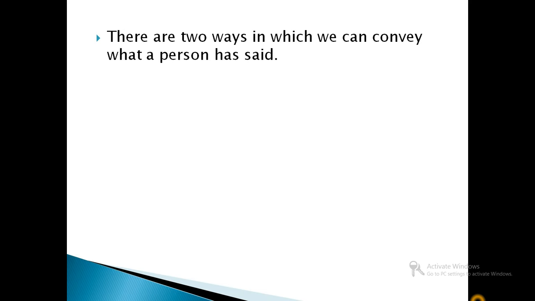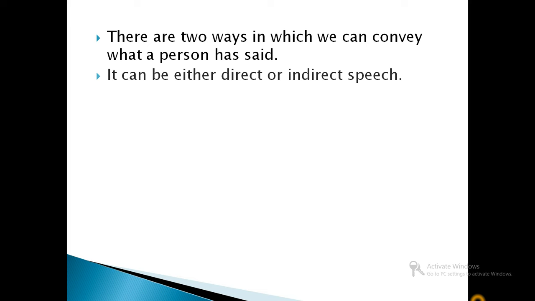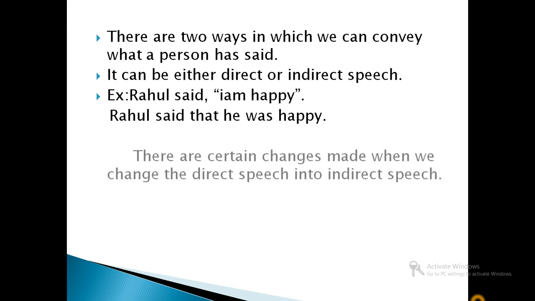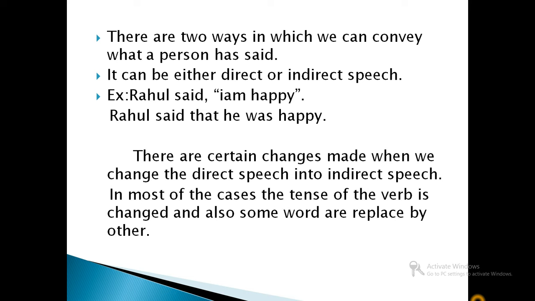There are two ways in which we can convey what a person has said. It can be either direct or indirect speech. For example, Rahul said, "I'm happy." It is direct speech. When it turns into indirect, it becomes: Rahul said that he was happy. There are certain changes made when we change direct speech into indirect speech. In most cases, the tense of the verb is changed and also some words are replaced by others.